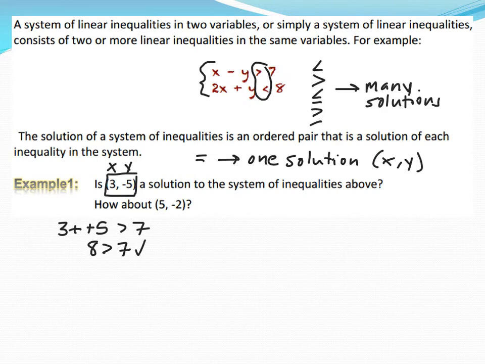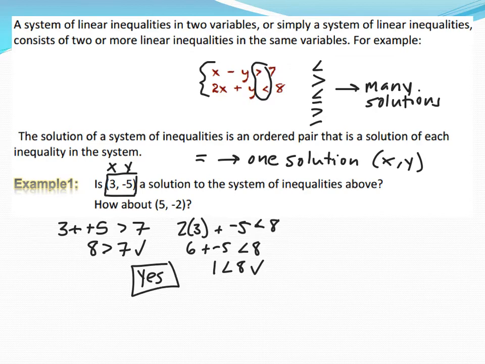Now, what about the other inequality? So I have 2x, so 2 times 3 plus y, and y again is negative 5. Is that going to be less than 8? Okay, so 2 times 3 is 6. 6 plus negative 5, is that going to be less than 8? Well, 6 plus negative 5 is 1. Is 1 less than 8? Check. So is this a solution? Yes, it is. So just like it would be for equations, it has to satisfy both inequalities. Same principle.